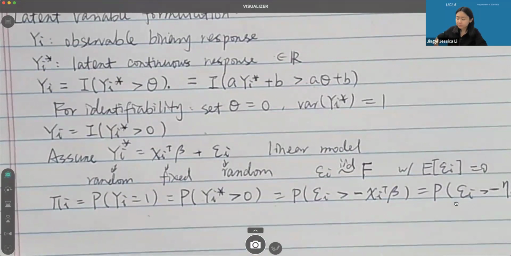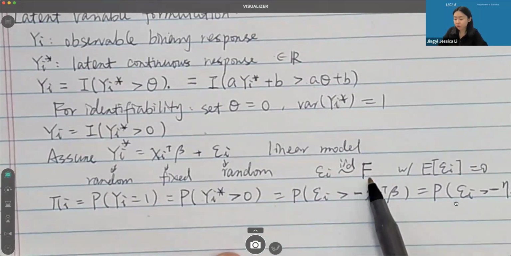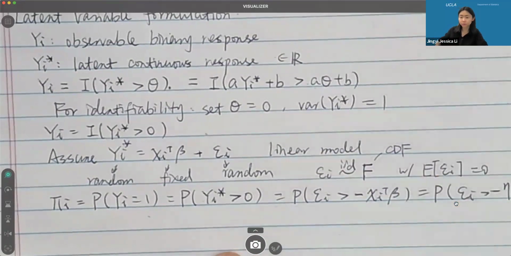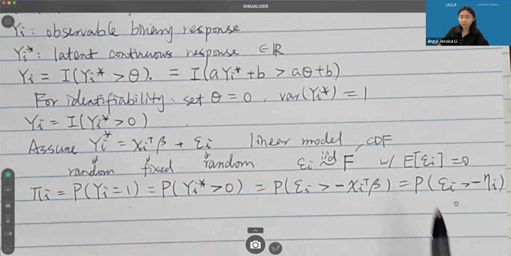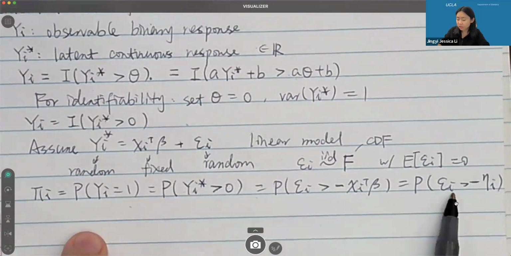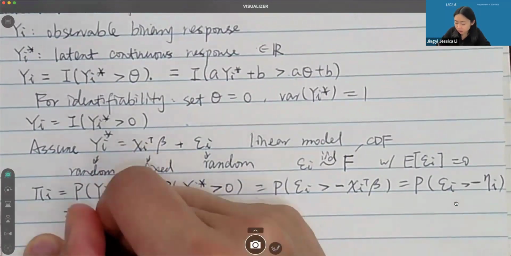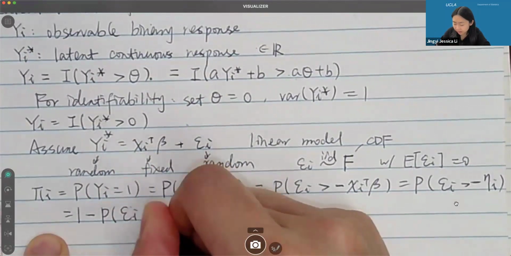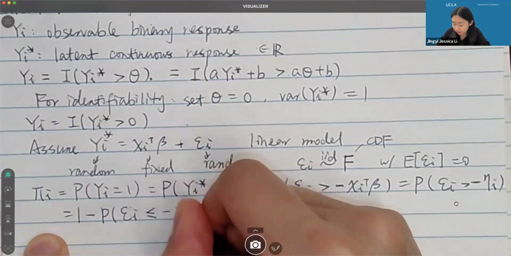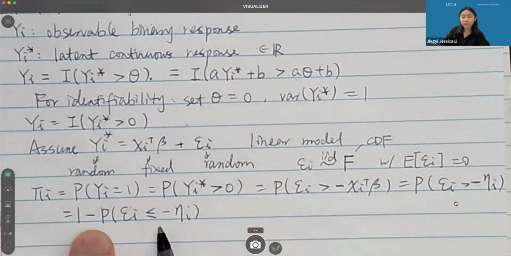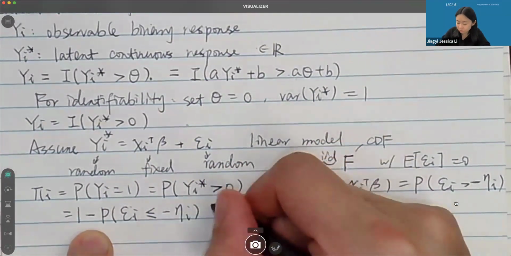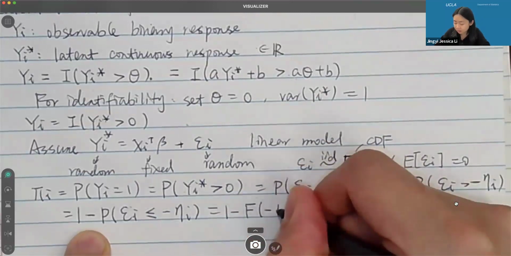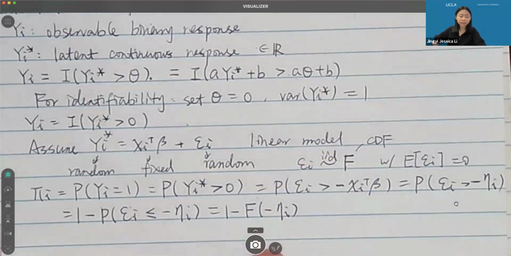When I write this distribution F, let's put it as the CDF function for some distribution for simplicity. Then this is essentially 1 minus the probability that epsilon is less than or equal to negative eta I. And this is the definition of the CDF. So it's 1 minus the CDF F at negative eta I. That's my part.